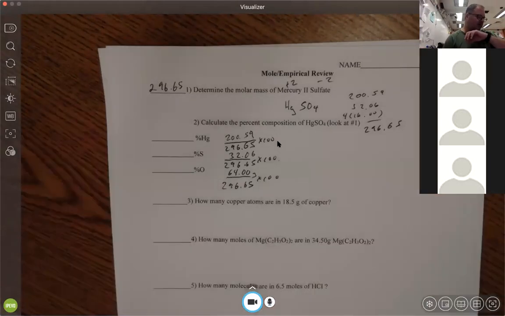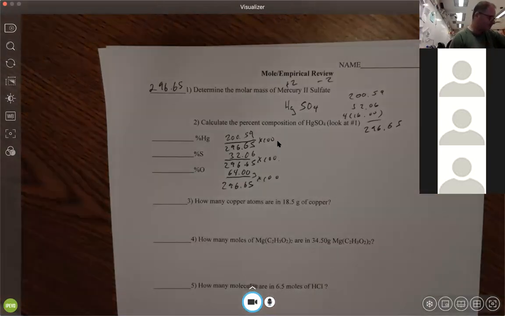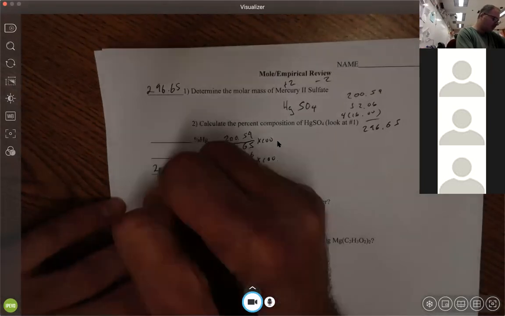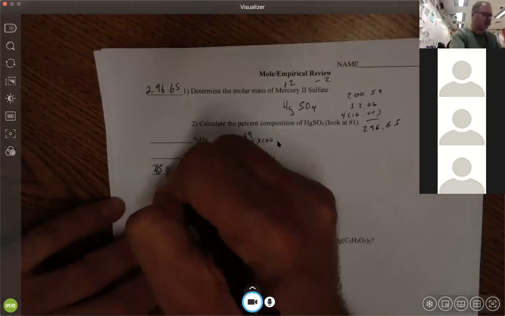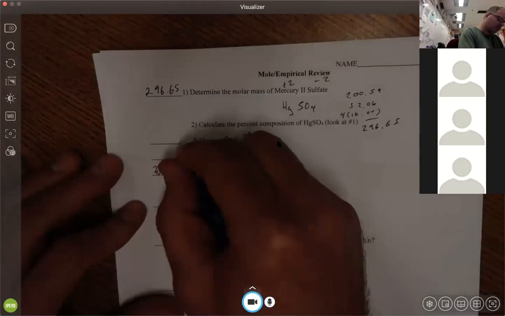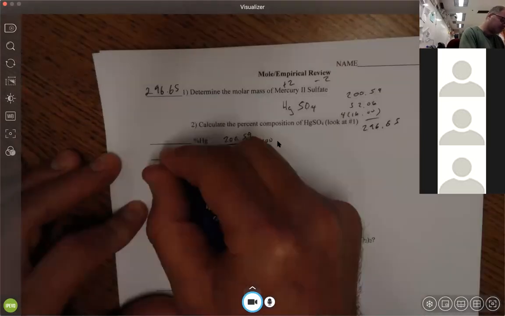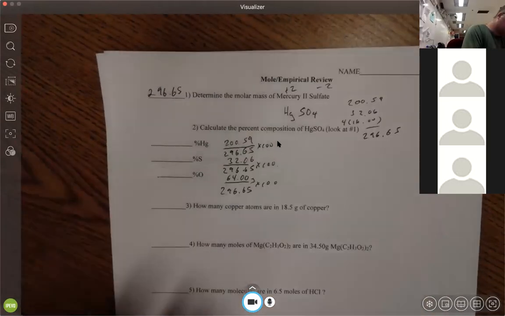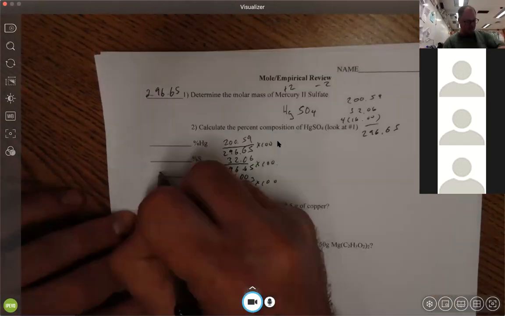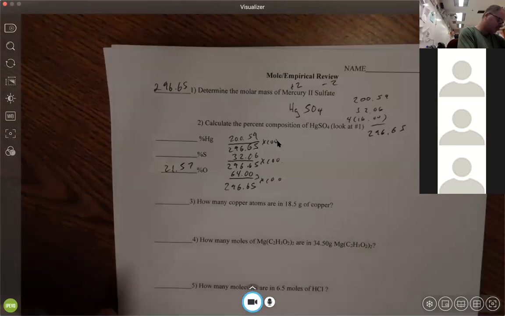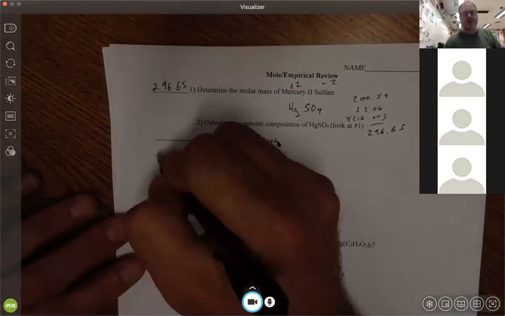64 divided by 296.65 times 100. The answer is about 21.5742. 21.57%. I'm going to rewrite that just so it looks better. 21.57. 32.06 divided by 296.65 times 100. The answer is about 10.8073. It's 10.81.